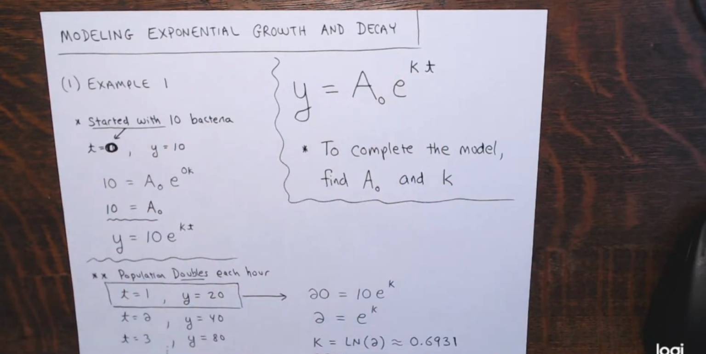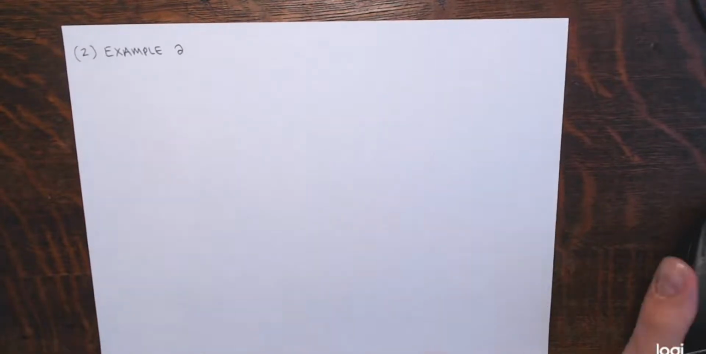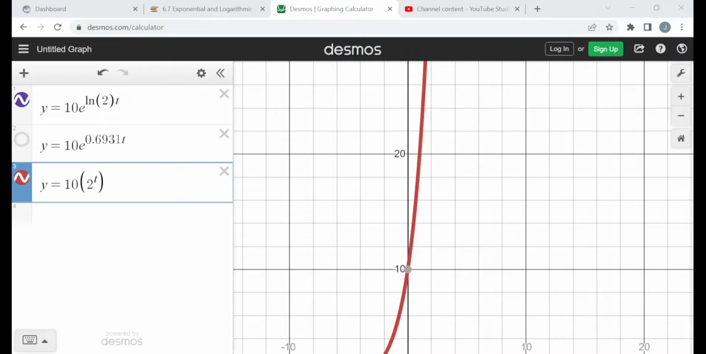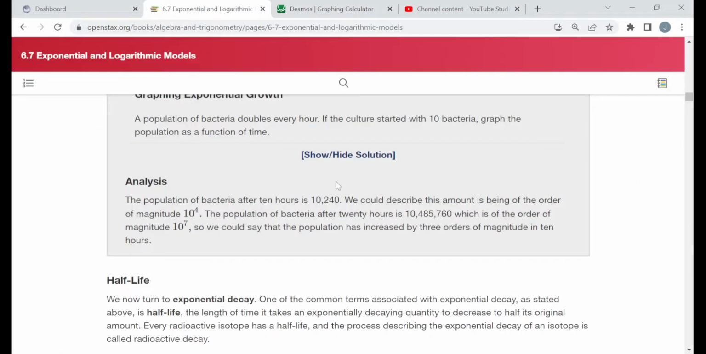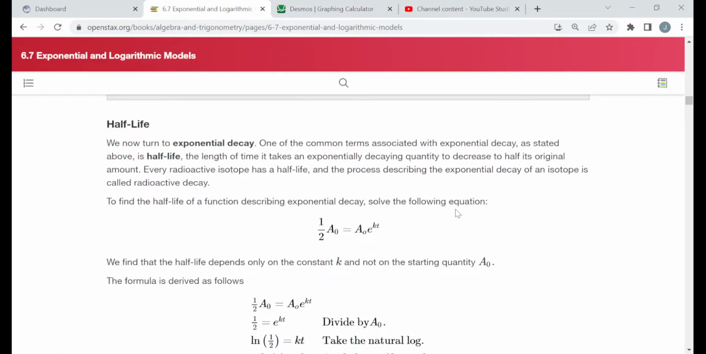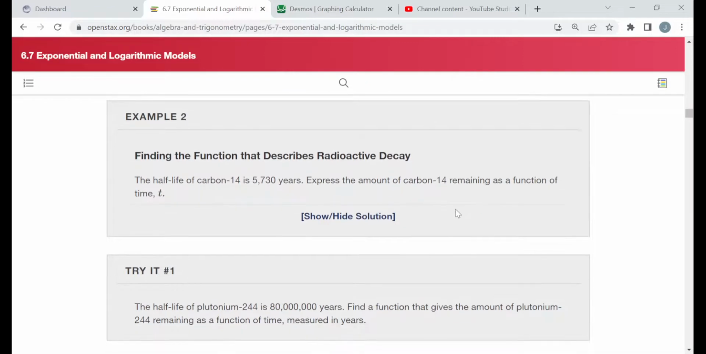All right. Okay, so the next example I want to do is just the next example in the reading. All right, example 2 from the text. So let's take a look. All right, so first I'll clear these away. All right, and they talk about half-life here. So I'll explain half-life in a little bit because I'm pretty sure it's going to come up here in example 2.